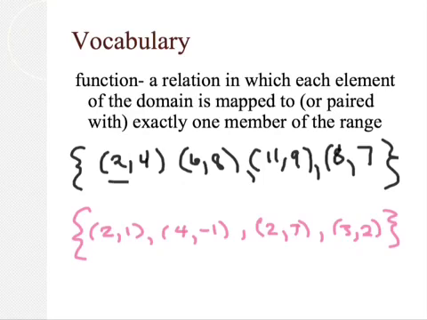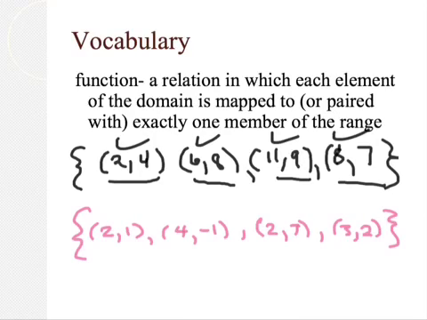So with this first one, we've got (2, 4), (6, 8), (11, 9), and (8, 7). 2, 6, 11, and 8 are elements of the domain, and notice that they are mapped to exactly one element in the range. They're mapped to a unique value.